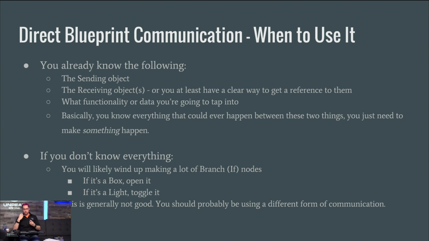If you don't know everything, say you don't know what blueprint is going to be the sender, or maybe you don't know what's going to be the receiver, or you don't know what property you're going to be talking to, then you will probably wind up, at least in terms of direct blueprint communication, having to tie in a lot of if statements, right? Or branches, as they're called in blueprint. You'd have to do something like, well, if I tried to interact with a box, then open the box. If I tried to interact with a light, then toggle the light. This is generally not good, so if you find yourself doing a lot of nested if statements for communication, you should probably be using a different form of communication.